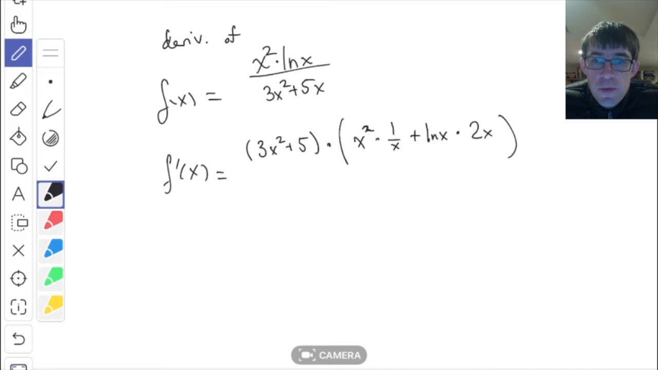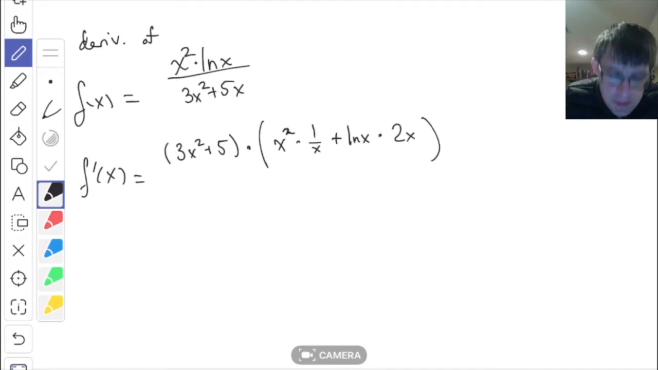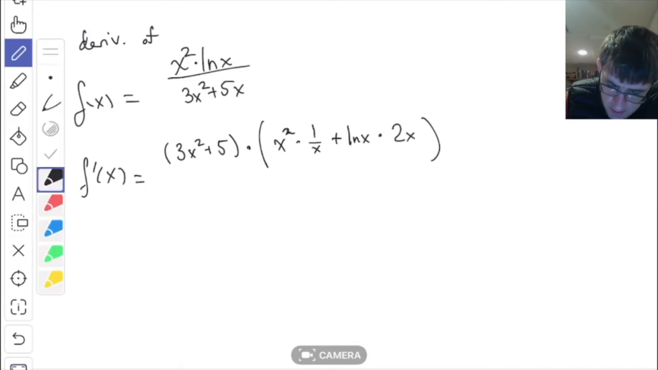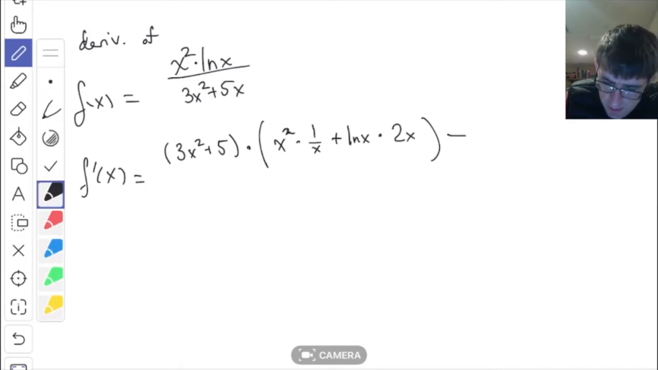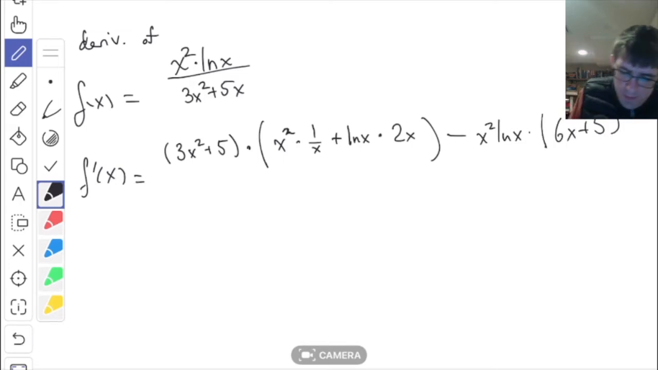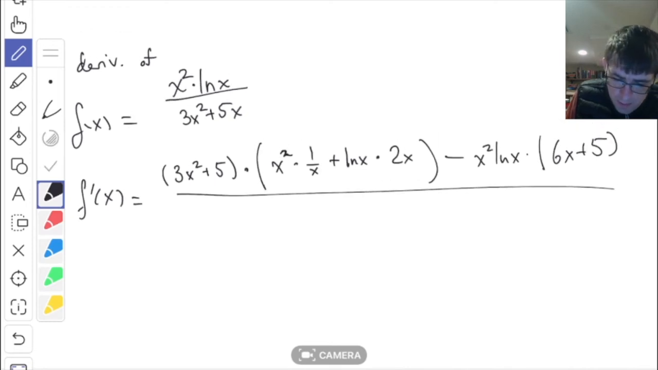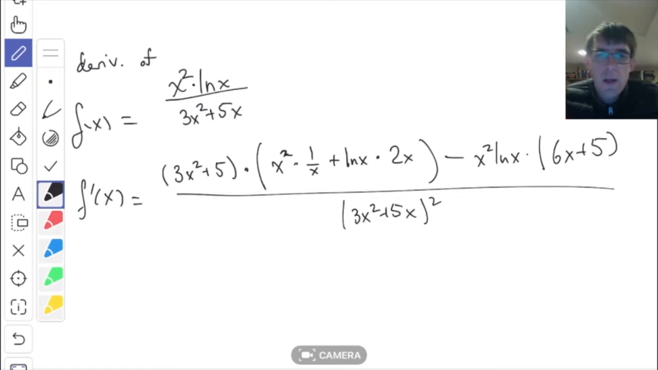This is only part of the quotient rule. Remember, we've got to finish doing the quotient rule. That was the derivative of the top. Here I've got the bottom times the derivative of the top. And then I go minus the top as it is, x squared ln x, times the derivative of the bottom, which is 6x plus 5. And this all over the bottom squared, (3x squared plus 5x) squared, like so. That's how we do it.